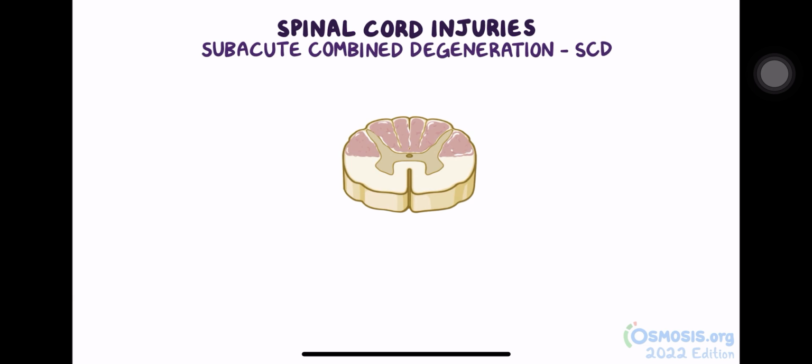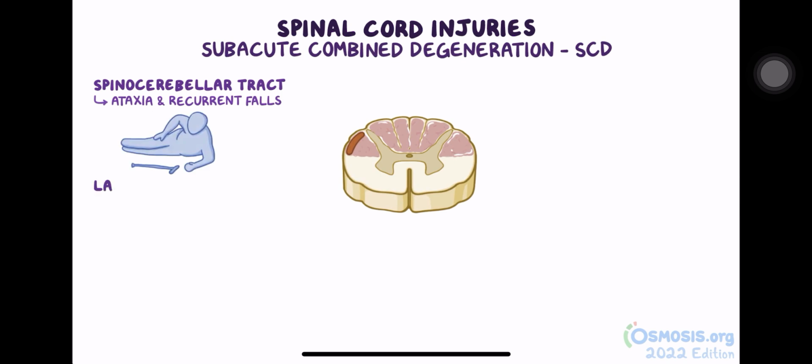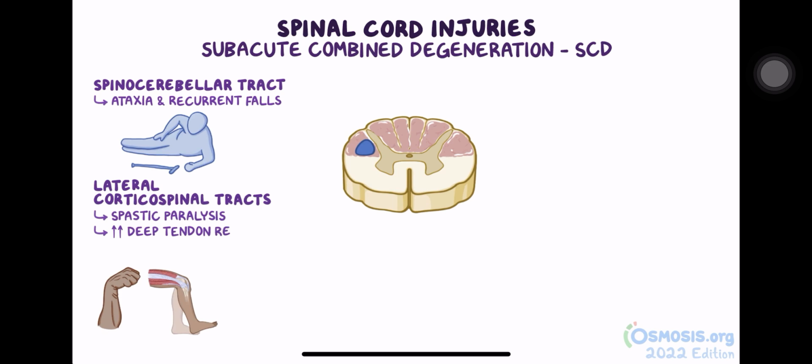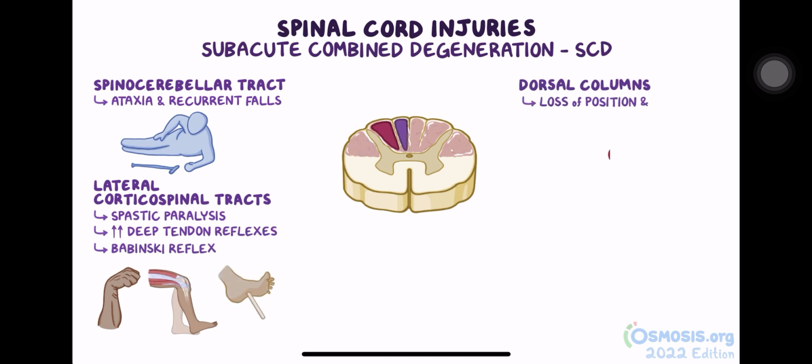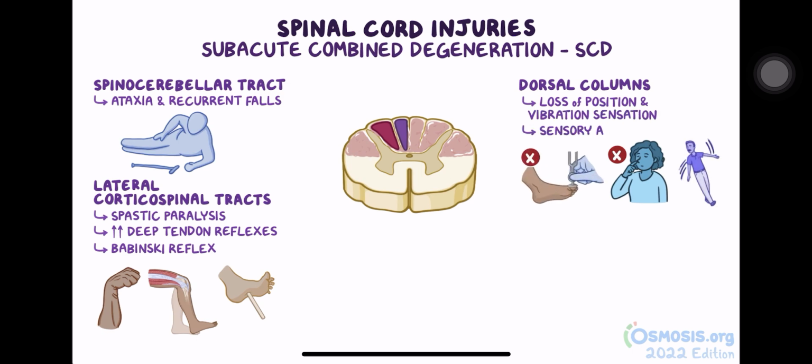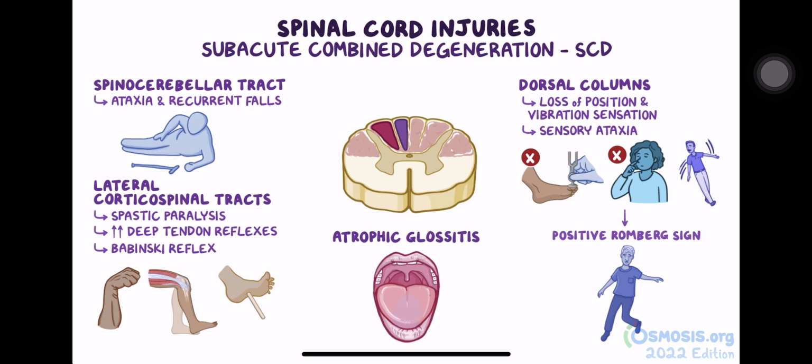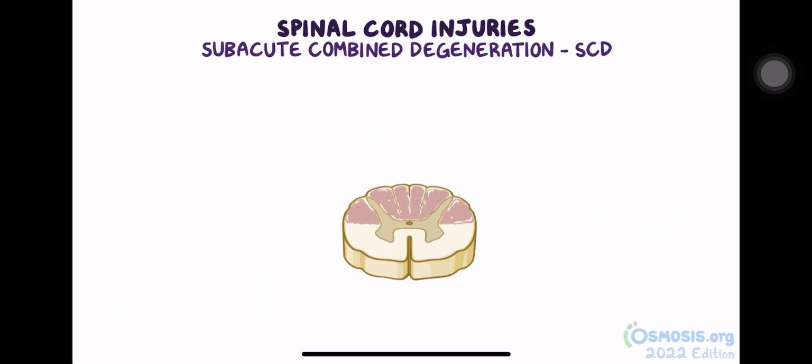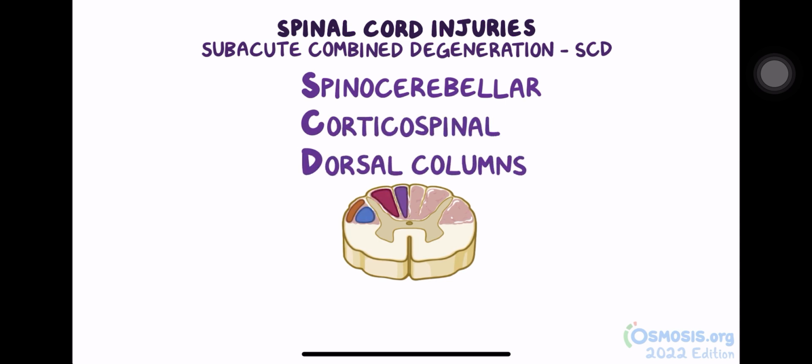The main sites of involvement are the spinocerebellar tract, resulting in ataxia and recurrent falls, the lateral corticospinal tracts, causing spastic paralysis, increased deep tendon reflexes, and the Babinski reflex, and the dorsal columns, causing loss of position and vibration sensation, and sensory ataxia, which can lead to a positive Romberg sign. Patients may also develop a smooth, erythematous, shiny tongue, referred to as atrophic glossitis. A good way to remember that is by thinking of SCD as spinocerebellar, corticospinal, and dorsal columns.